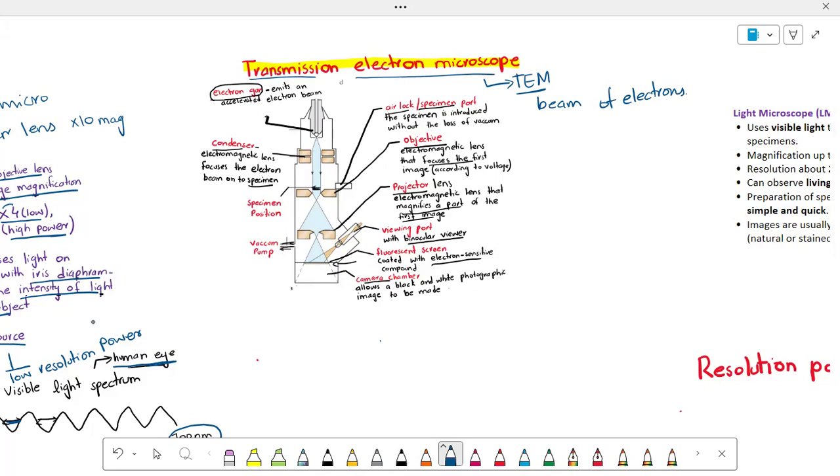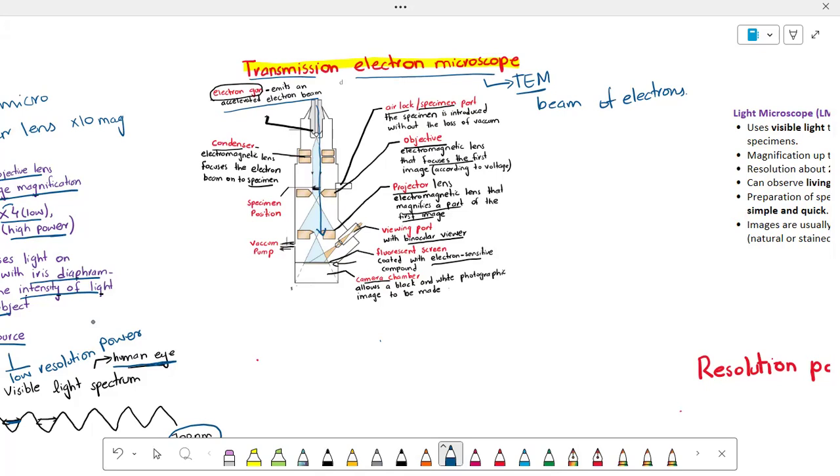Let's understand the parts of this microscope. The first, at the top of the electron microscope, we have an electron gun. The electron gun emits an accelerated electron beam. The electron gun produces a beam of high energy electrons, and these electrons have to travel downward to the microscope column. It has to move downward.